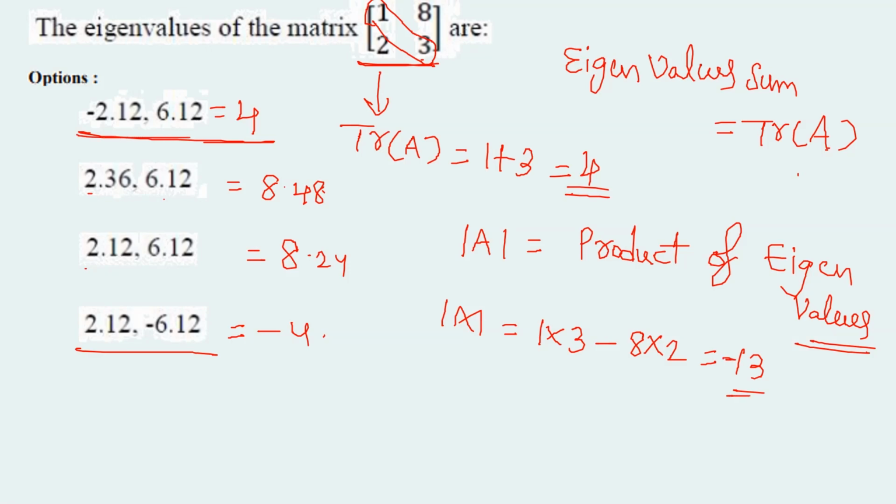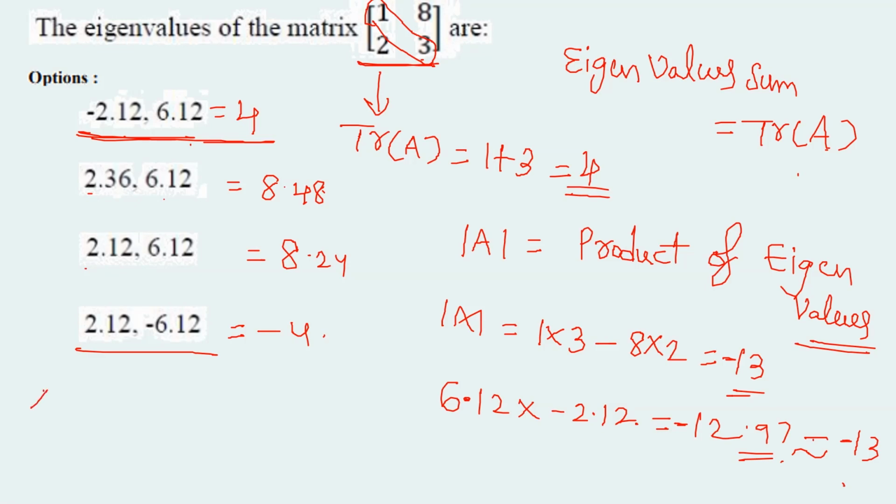Now let's multiply these two numbers. 6.12 times minus 2.12, which is almost minus 12.97, which is almost equal to minus 13. So the correct answer is option A.